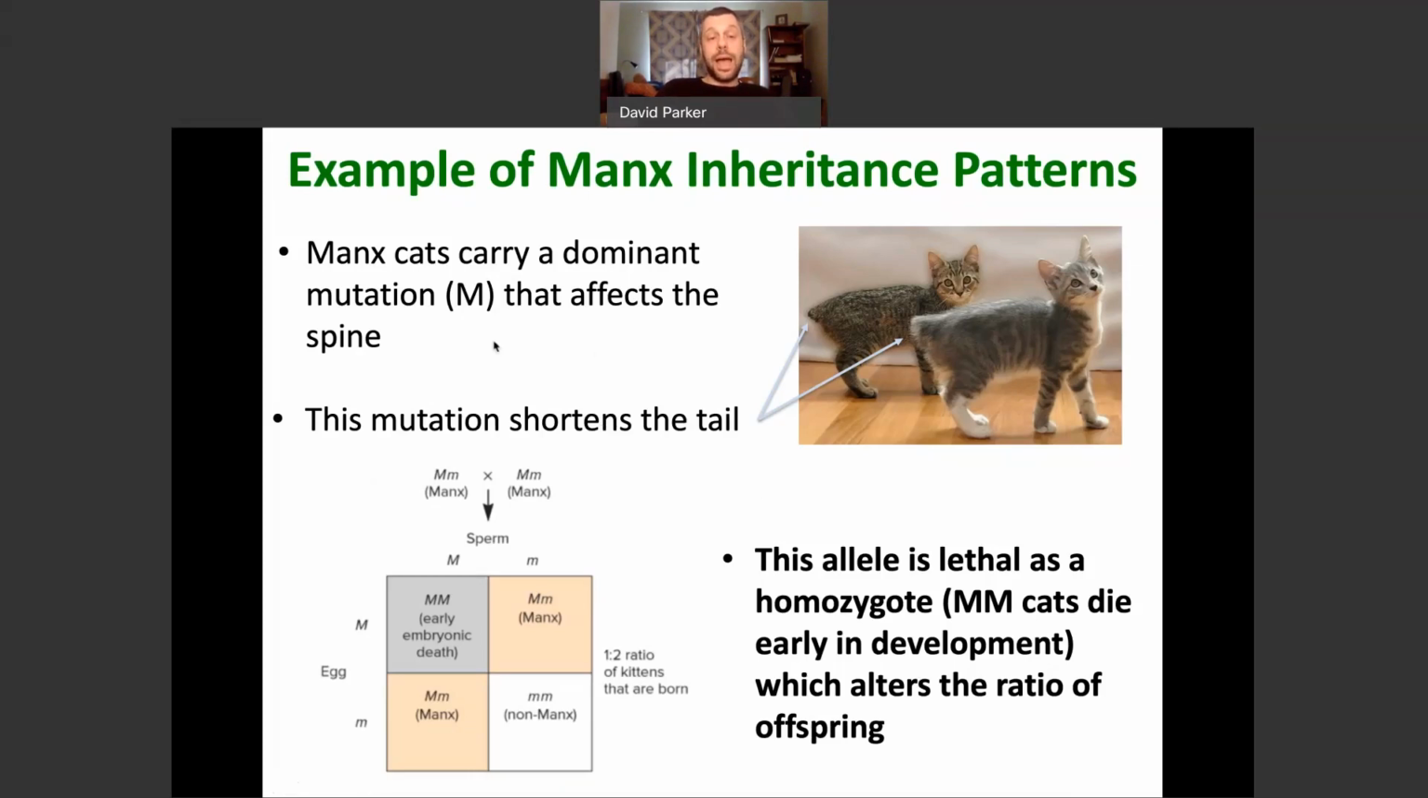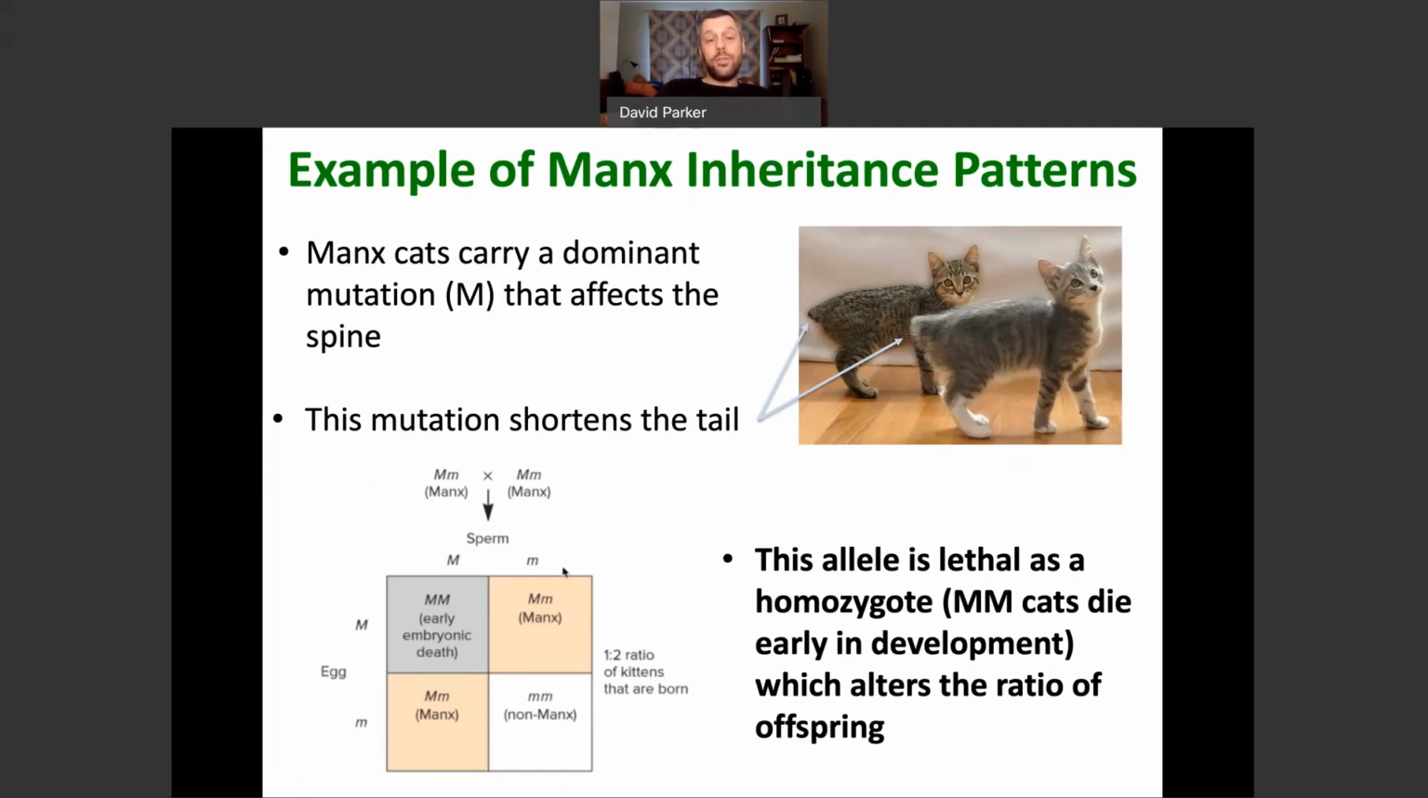So this Punnett square is like a million that you've already drawn. Two Manx cats, which are heterozygous for this dominant mutation. You cross them together, you get a classic Mendelian genotypic ratio. So, two hets, right? You're going to get homozygous dominant, homozygous recessive, and two heterozygotes. But look at the phenotypes, the phenotypic ratio that you get.